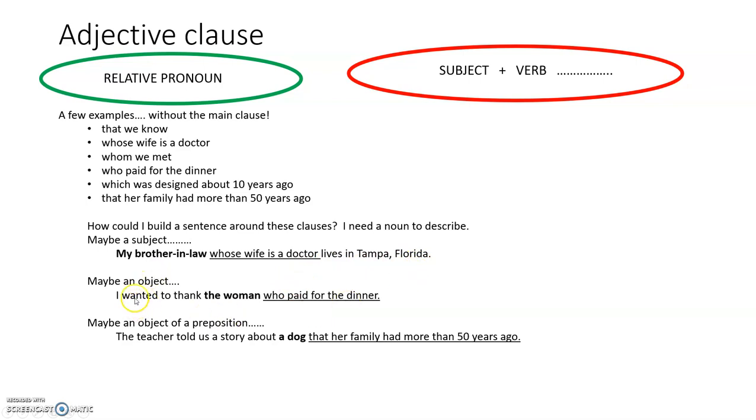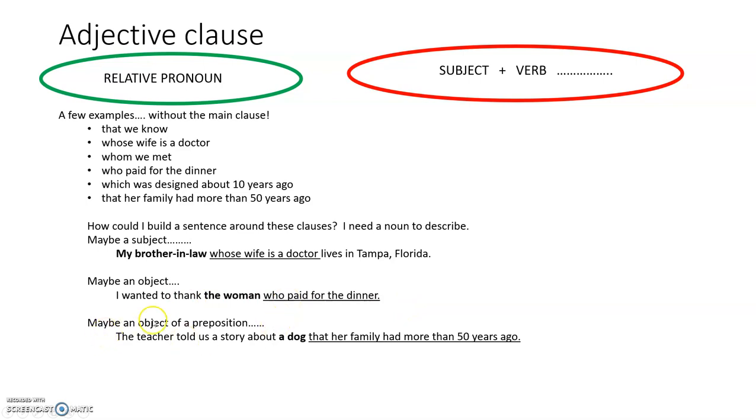Maybe the noun is an object, like the woman. I wanted to thank the woman. I wanted to thank who? The woman. So woman is an object, and this time I have the adjective clause there to describe her. I wanted to thank the woman who paid for the dinner.